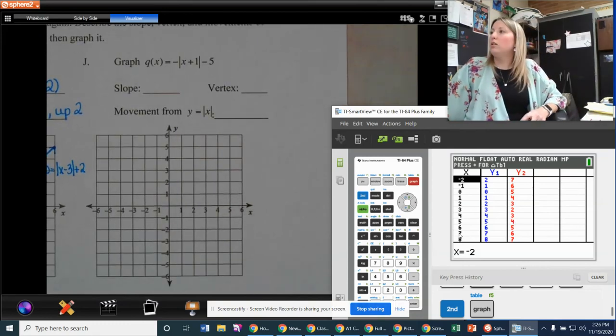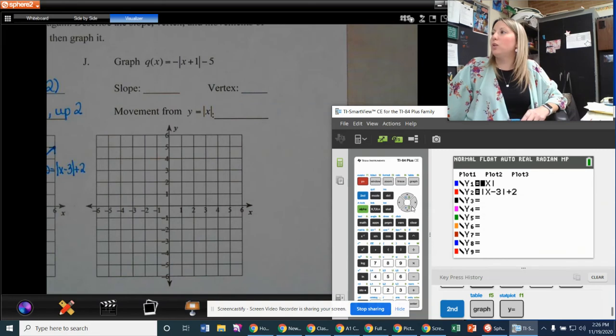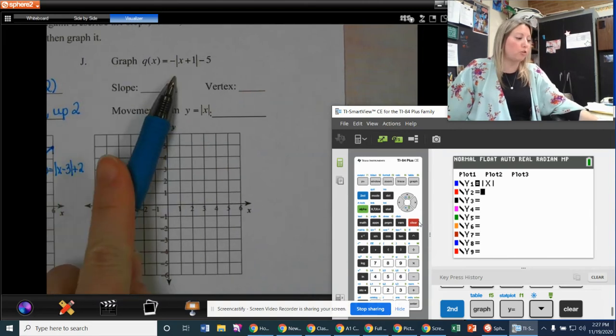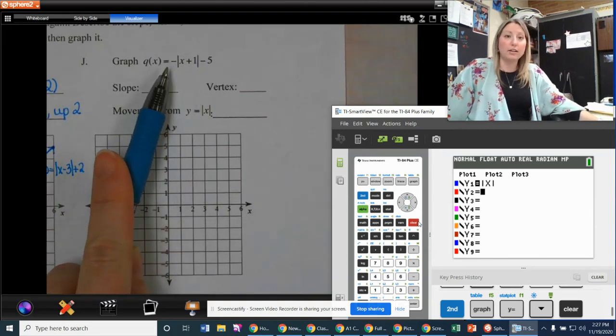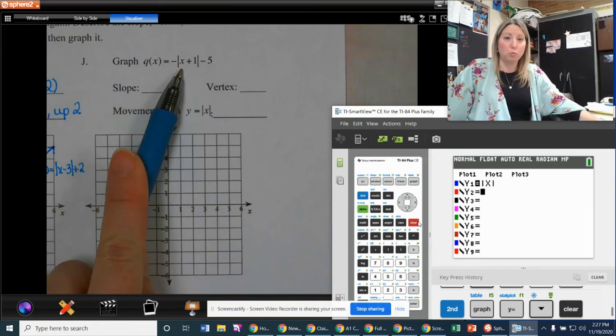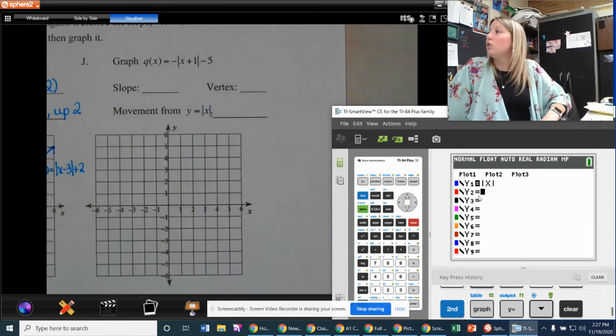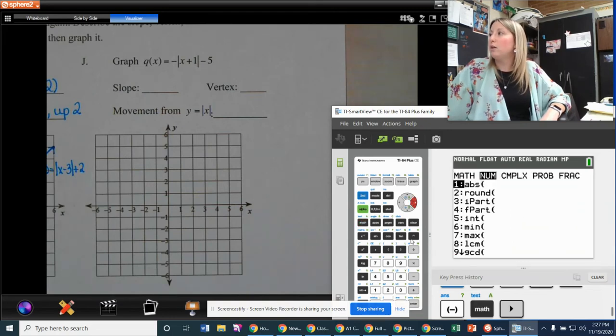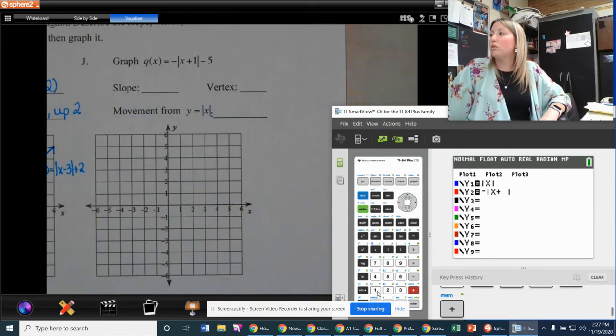So now, let me go back into y equals. This time I'll do it like I don't know what I'm doing. Okay. So let's say I don't know what I'm doing, but I see that I have to graph a function. I'm told I have to graph a function: Q of x equals negative absolute value of x plus 1 minus 5. Sure. So the negative starts the function, so I put a negative out front. I need absolute value bars: math, arrow right to number, ABS. I do x plus 1 on the inside, arrow right, minus 5 on the outside.